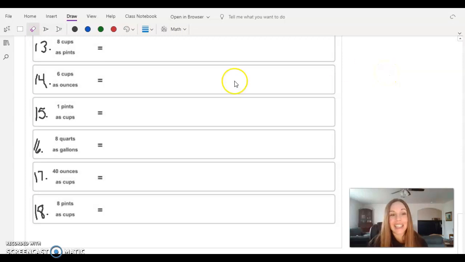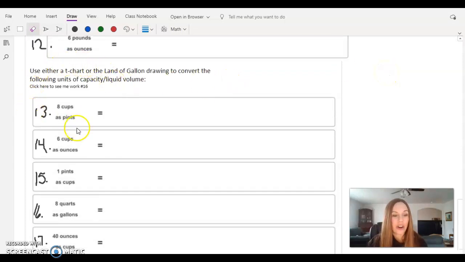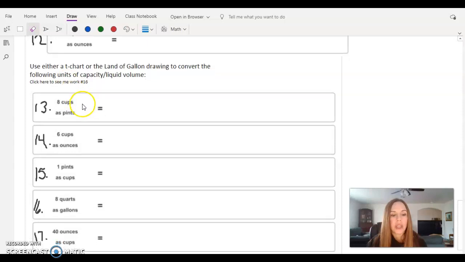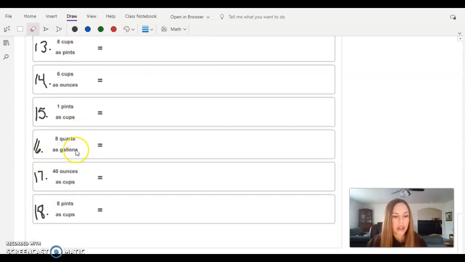Okay, this is our last example together, and we are dealing with liquid volume, which is always a little more difficult. So I gave you a choice where you could either use a T-chart or the land of gallon drawing to help you convert. We're going to do number 16 together, 8 quarts as gallons. So decide right now, are you going to draw a T-chart or the land of gallon? Go ahead and pause the video, do that, and see if you can convert 8 quarts as gallons, and then come back and see if your answer was correct.